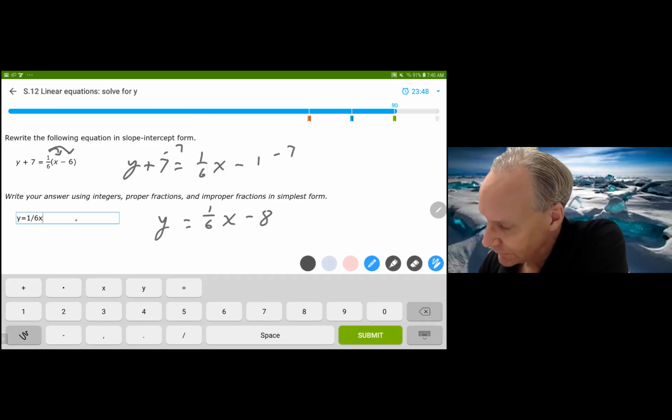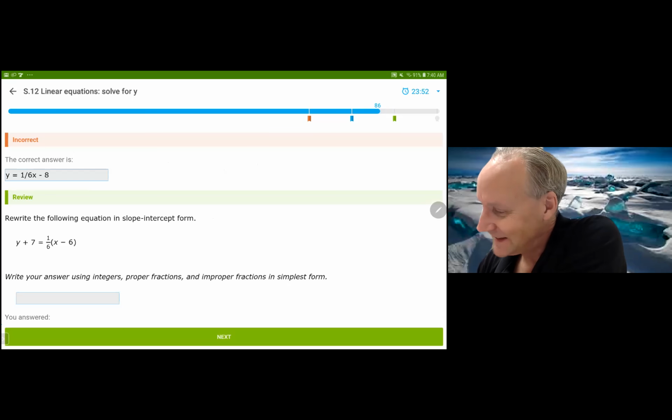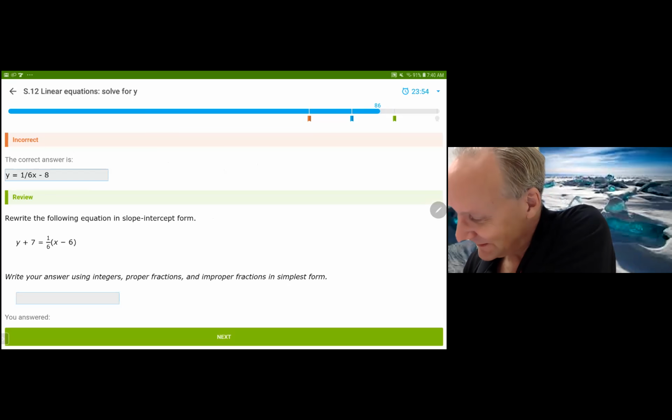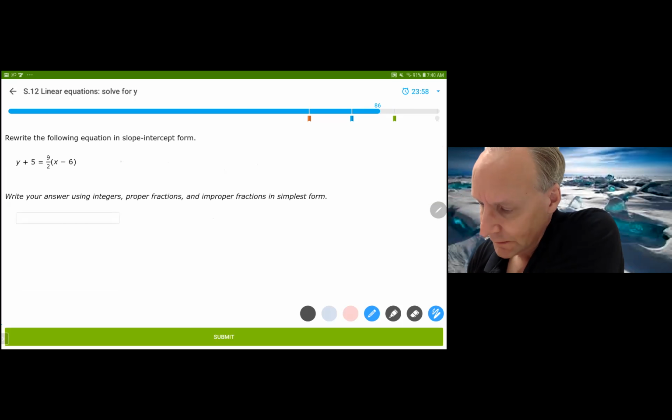1/6x space. Oh, damn it. I said space, not submit. Oh, well. Now I got to start again. Oh, well, there it is.